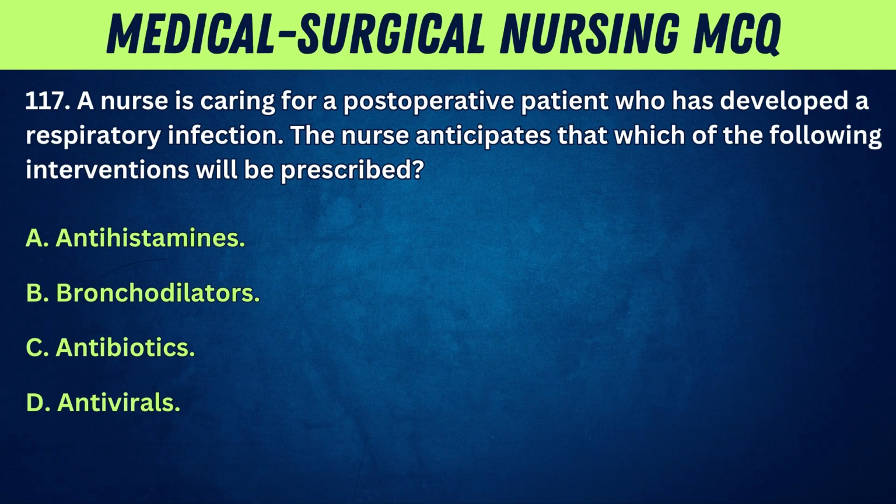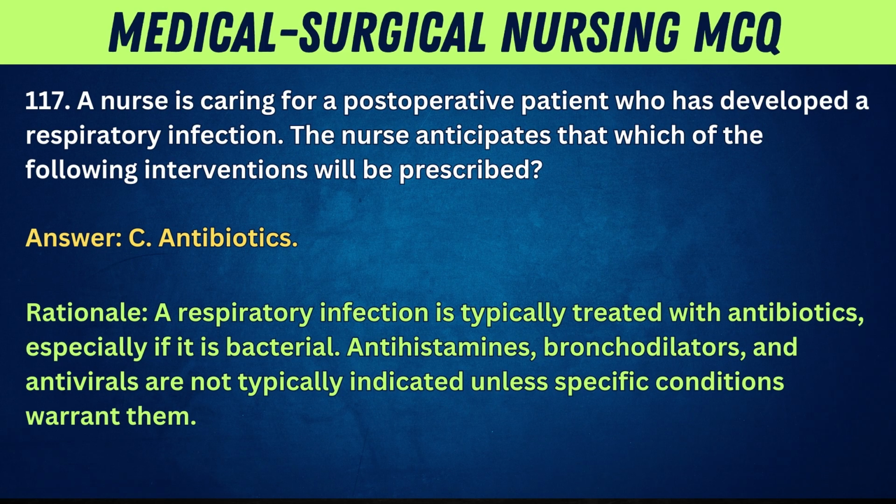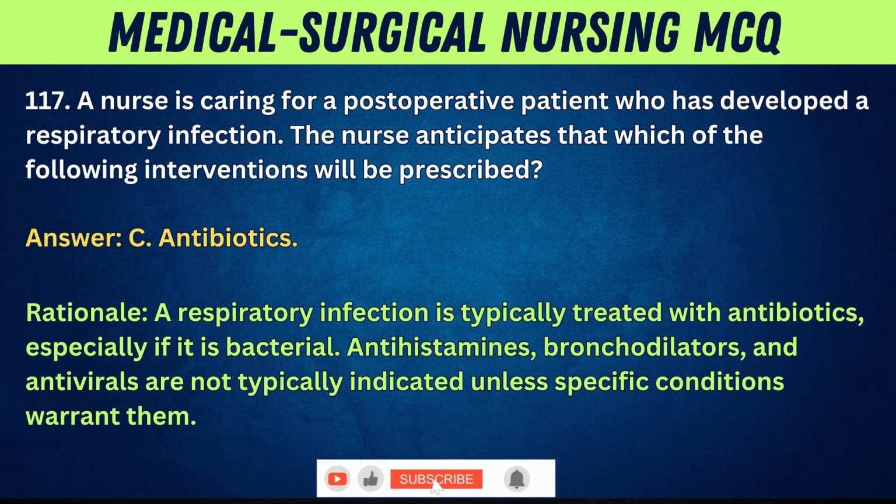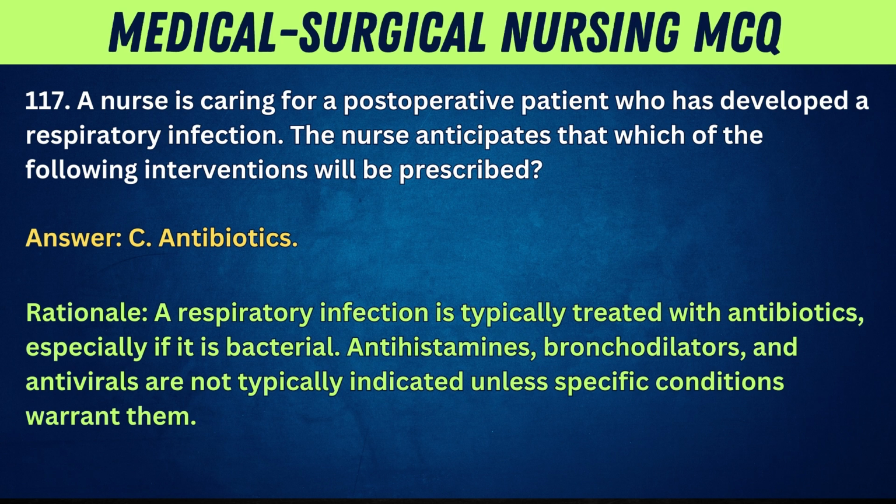117. A nurse is caring for a postoperative patient who has developed a respiratory infection. The nurse anticipates that which of the following interventions will be prescribed? A. Antihistamines. B. Bronchodilators. C. Antibiotics. D. Antivirals. Answer: C. Antibiotics. Rationale: a respiratory infection is typically treated with antibiotics, especially if it is bacterial. Antihistamines, bronchodilators, and antivirals are not typically indicated unless specific conditions warrant them.